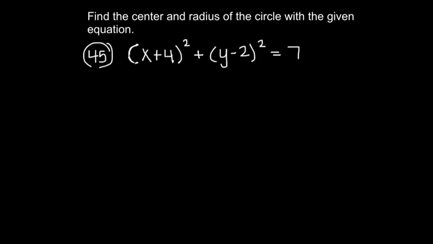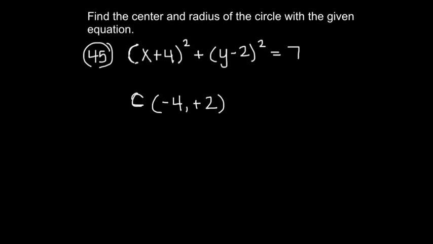This one's already set up in that standard form. We want to look at the opposite of what's with the x and the y to get the center. So the center of this particular circle would be negative 4, positive 2, because we are subtracting a negative 4 to get plus 4. We are subtracting a positive 2 to get minus 2.